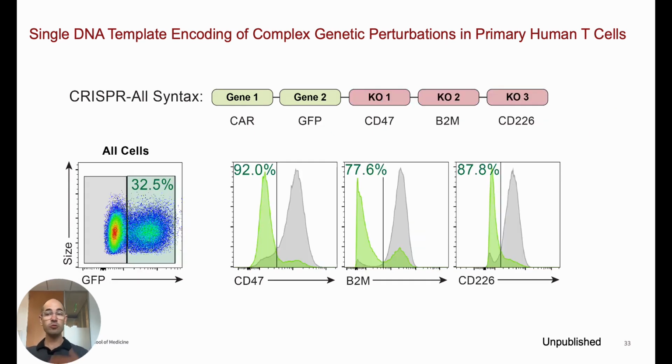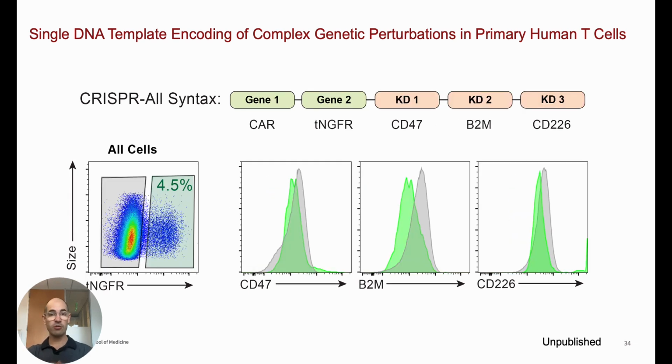Now here's 2 genes being overexpressed with 3 genes being knocked out. Again, all of this happens in one DNA sequence that gets integrated into the genome and has a unique barcode at the end. Here's 2 genes, but maybe you don't want to knock genes out, you want to knock them down. Here's 2 genes being overexpressed or knocked in with 3 genes being knocked down.